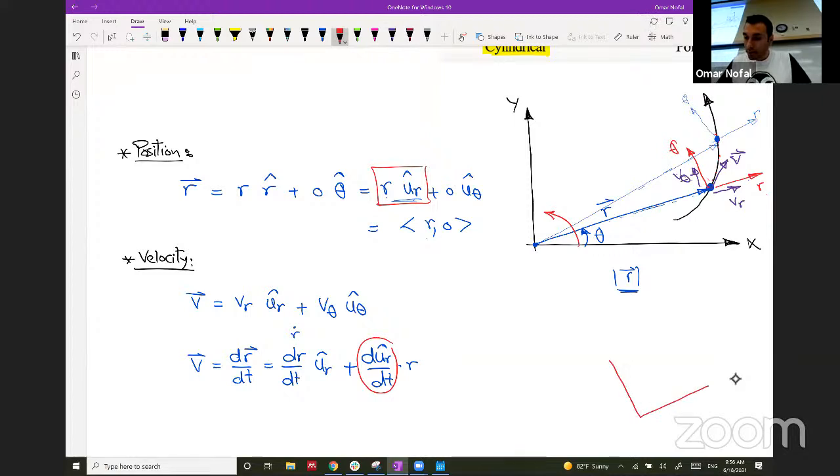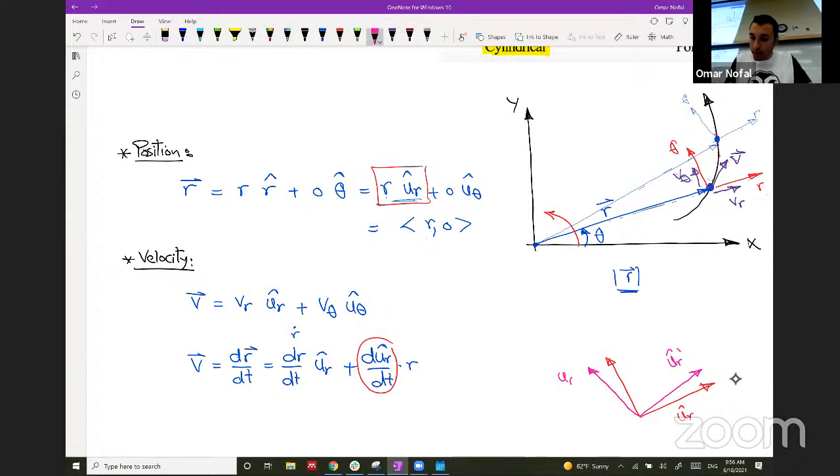So let's write this like this. Here is the theta, here is the r, and let's look at the change. Let's say that we took a unit vector u_r hat, and this direction is u_theta hat. And here, this is the direction of the u_r hat dash, and it will be like this. Let's make it right.